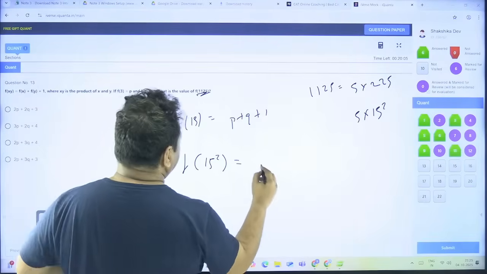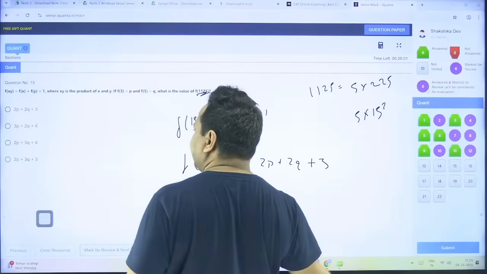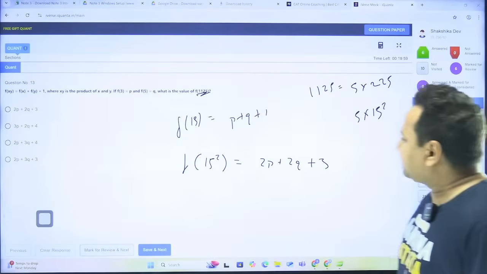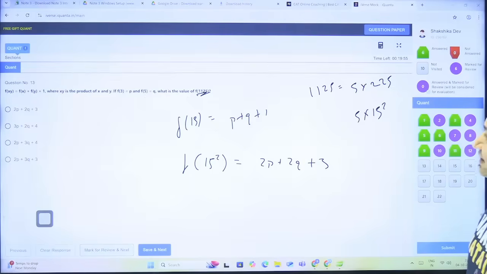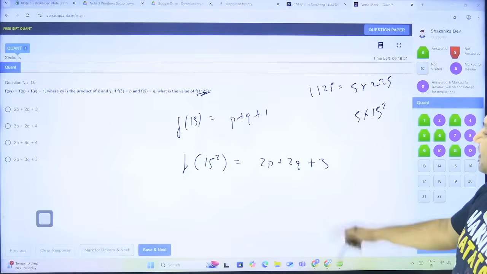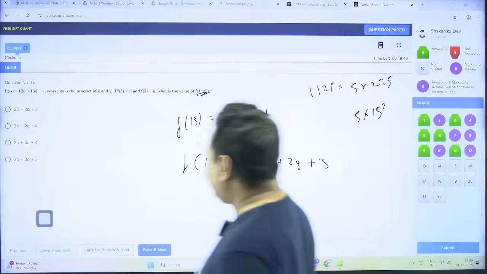Well, so 2 times p plus 2 times q plus 2 plus 1 is 3. This is what I get: 2p plus 2q plus 3, and now I need only f5. I can calculate f5, that is already calculated, that is q. So this plus q is what I need, and plus 1. Okay, nice. 2p plus 3q.